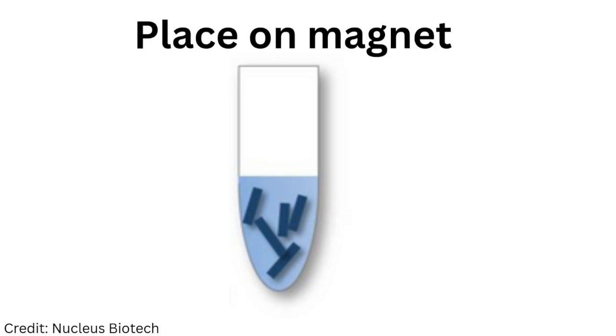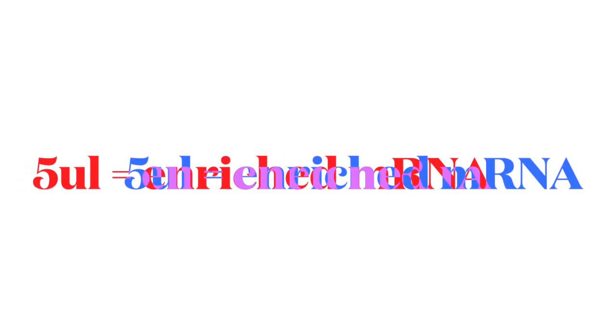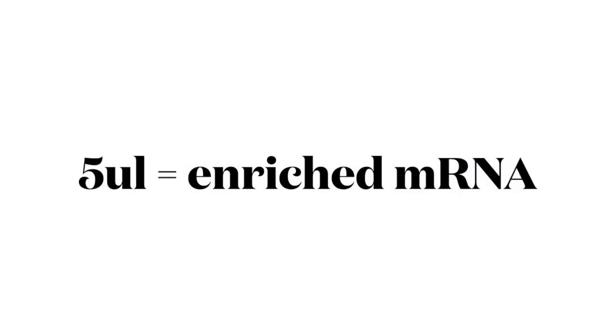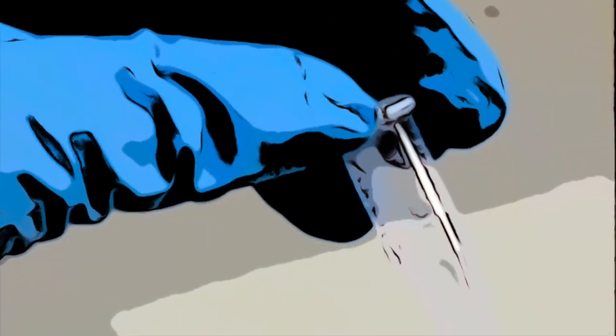Then we're going to place the tubes back on the magnetic rack until the solution is clear. And once it's clear, we remove 5 microliters of the supernatant, and this contains the RNA this time. And we're going to transfer it to a nuclease-free tube. The RNA is now ready for use in complementary DNA library synthesis or for RNA-seq or other downstream applications. Or you can store it at -80 for long-term storage.